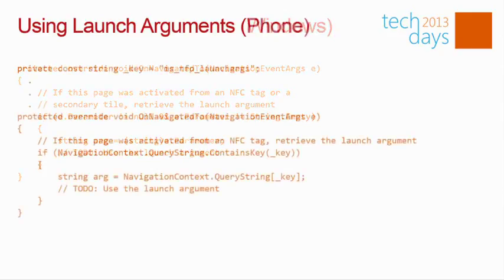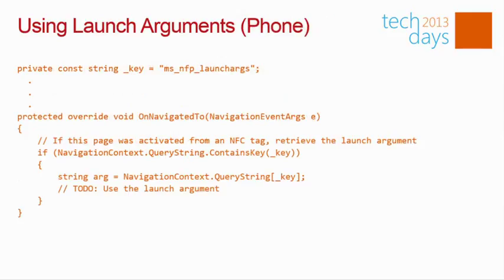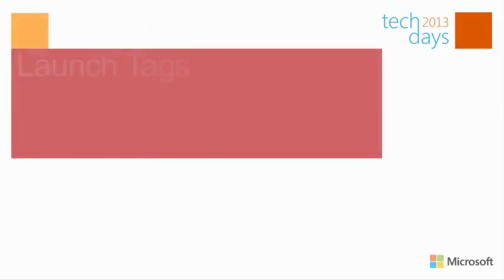On a Windows Phone, it's similar but slightly different. What will happen on a Windows Phone is when the default page of the application is activated, you will have a special query string whose name is ms_nfp_launch_args. So in OnNavigatedTo, you'll consume that query string the same way you would any query string passed to any page in Windows Phone. So little to no code change is required in Windows 8, minor code change is required in Windows Phone 8, and we can automatically launch these apps and consume launch arguments passed into them.